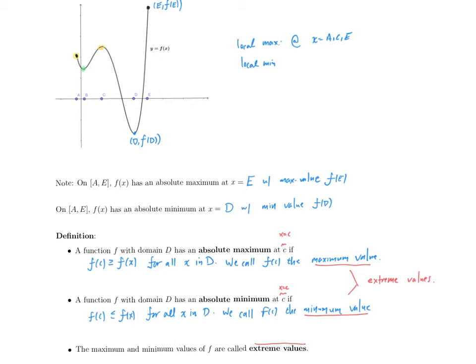And intuitively, we see we have local minimums at x equals b and x equals d. So let's now turn the page and go ahead and define these concepts and then investigate an example.